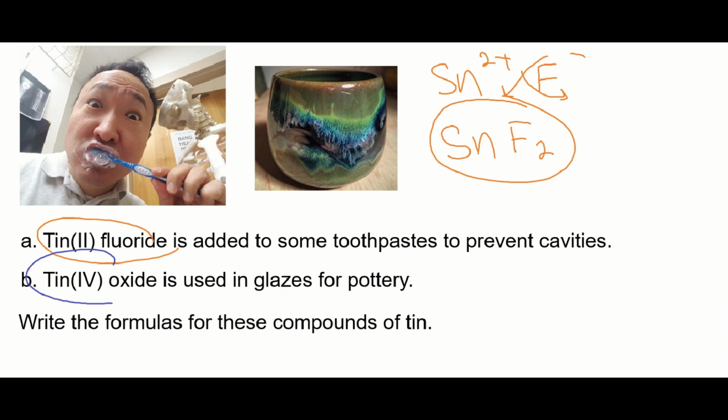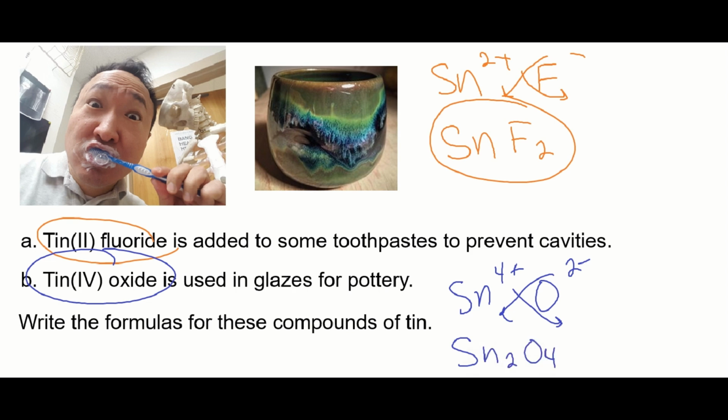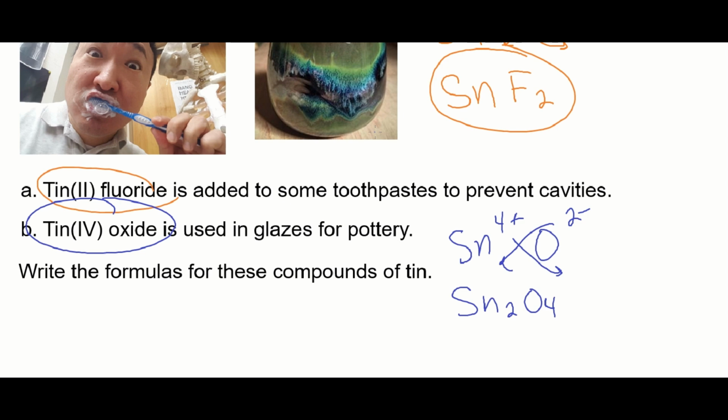Now let's go to tin 4 oxide. That's going to have a 4 positive charge. We'll tell you the charges of all the transition metals that have multiple charges. Oxygen is 2 negative. Crisscross those, and you are going to get Sn2O4. Now you got to reduce. These are ionic compounds. You got the metal and the non-metal, so our final answer is going to be SnO2.